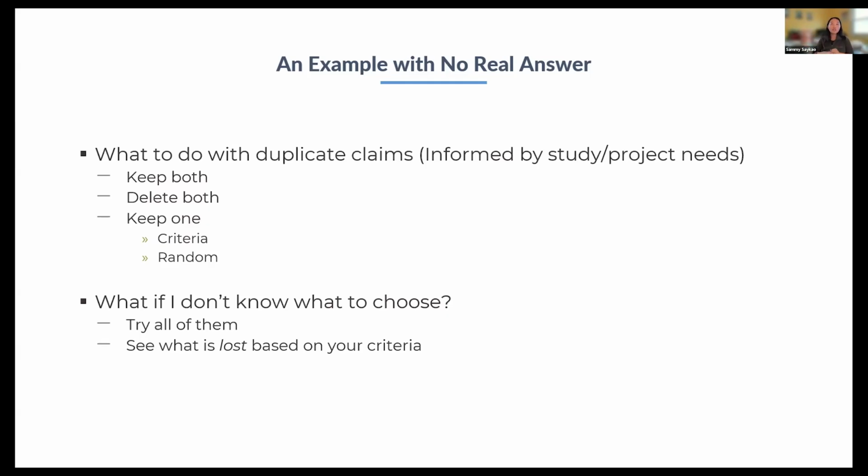Actually, I think what's important is not just who's kept and what your outcomes look like based on your criteria, but what do you lose based on your criteria? Who's getting dropped? What information is being lost when you choose a certain methodology?